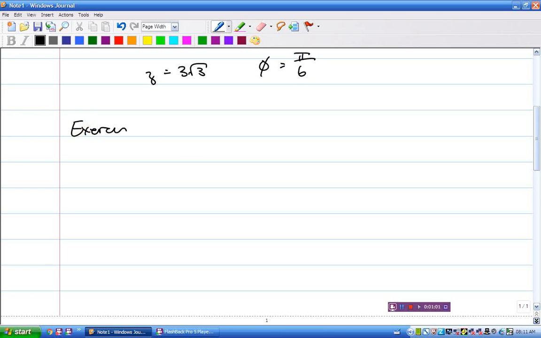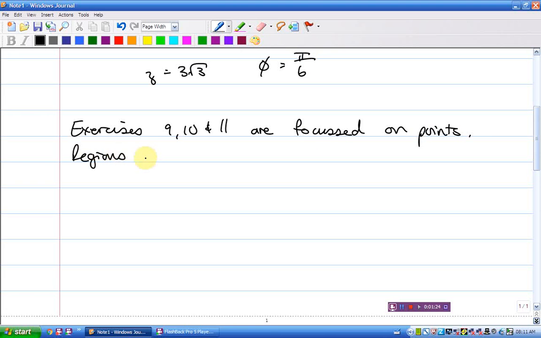Exercises focused on points. How do you spell focused? Two S's, one S. I can't spell, right? I focused on points. Regions are more interesting, or perhaps I should say they're more pertinent to this course. So let me demonstrate with exercise 12.